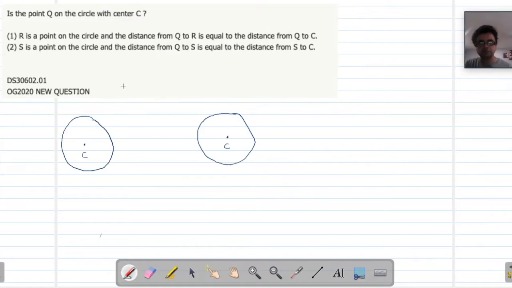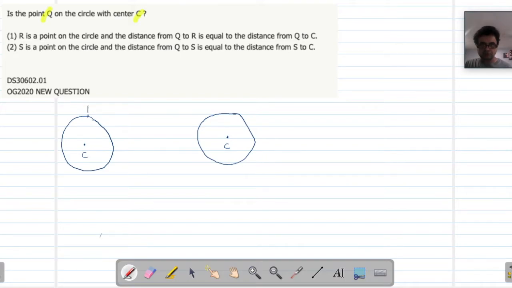Let's get started. A very good question. And the trick in this question is drawing the diagram properly. If not, then you will get confused. It's a yes or no question, and the question is: the point Q on the circle and the center of the circle is given to be C. R is given to be a point on the circle, so somewhere on the circle, and the distance between Q, which is the point, to R is equal to Q to C.